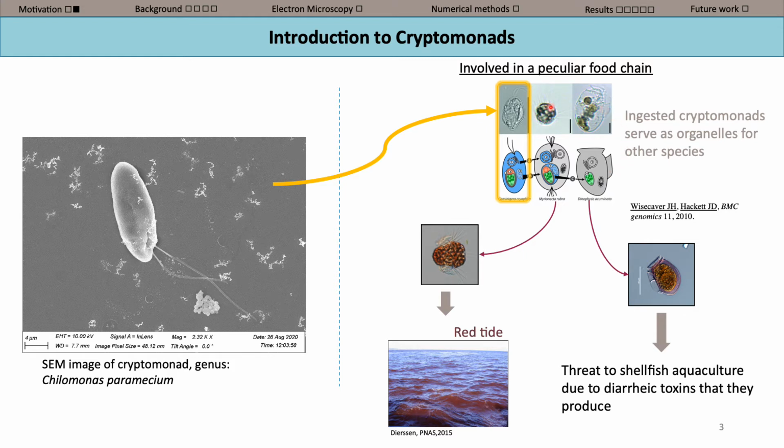It's interesting because both of these predators are harmful in their own way. The ciliate here is involved in harmful algal blooms and red tides around the world, while this dinoflagellate can threaten our shellfish aquaculture by producing toxin. However, we will focus on this genus, which is actually non-photosynthetic, because it was easier to grow in the lab.